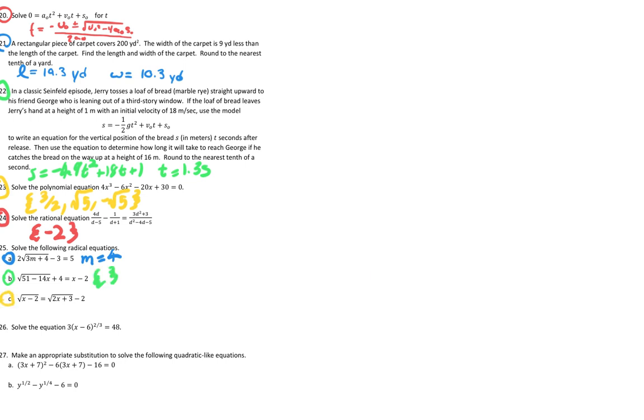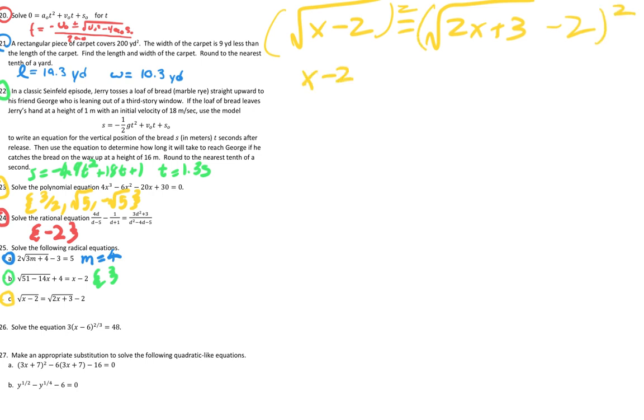So now looking at question 25C, we have the square root of x minus 2 is equal to the square root of 2x plus 3 minus 2. The first thing we want to do in this case is square both sides. The square of the left side is going to leave us with x minus 2, which is equal to the square root of 2x plus 3 minus 2 times the square root of 2x plus 3 minus 2.